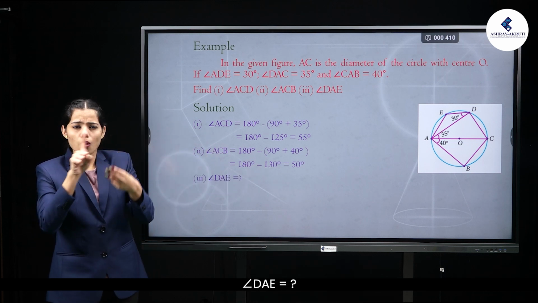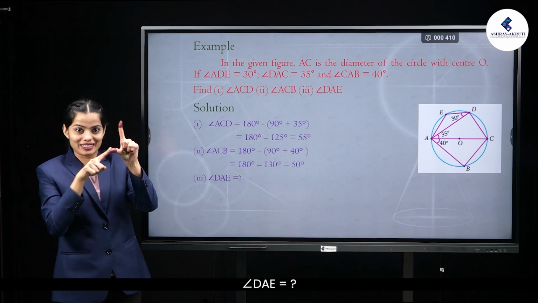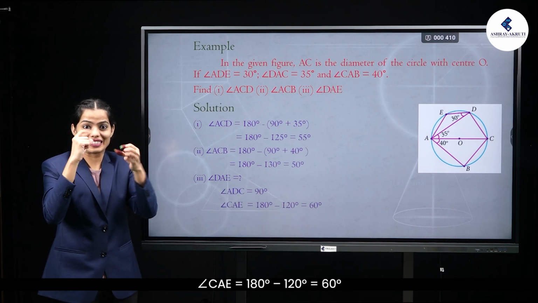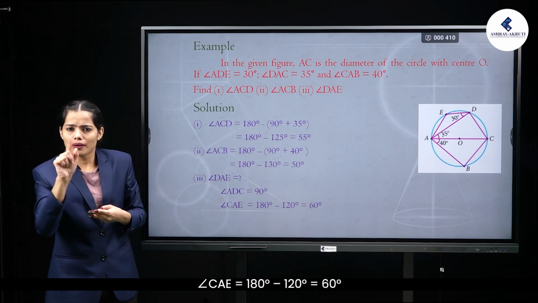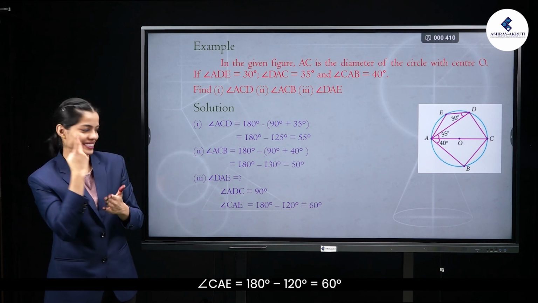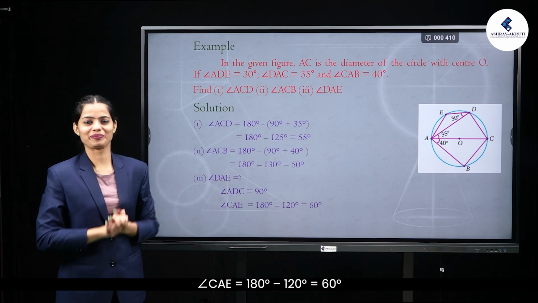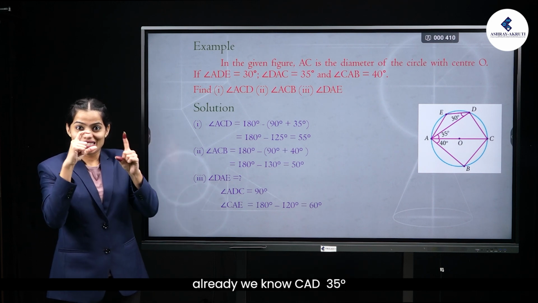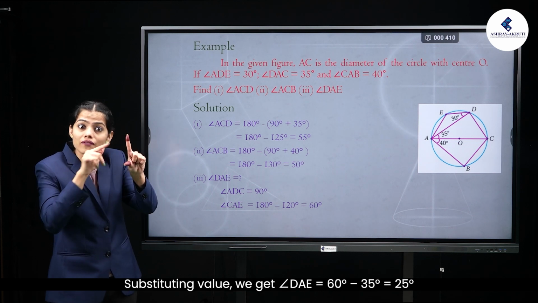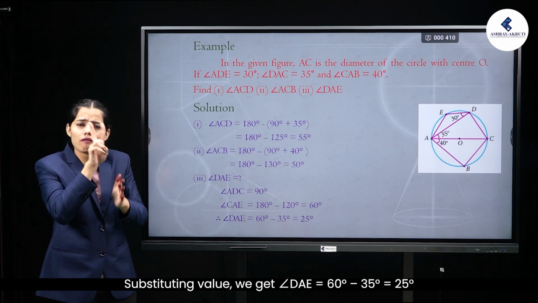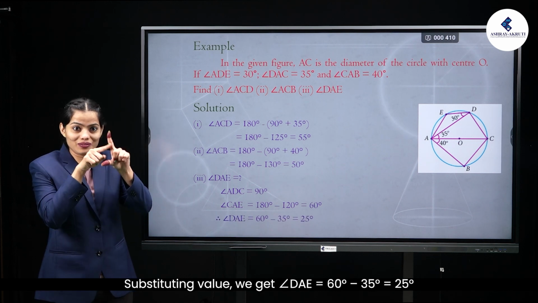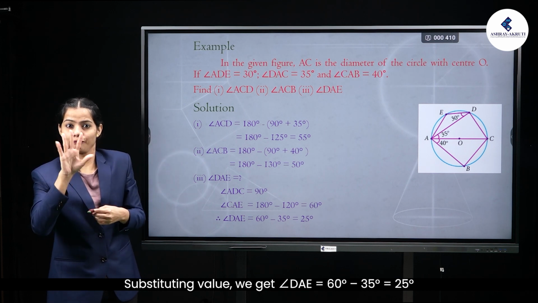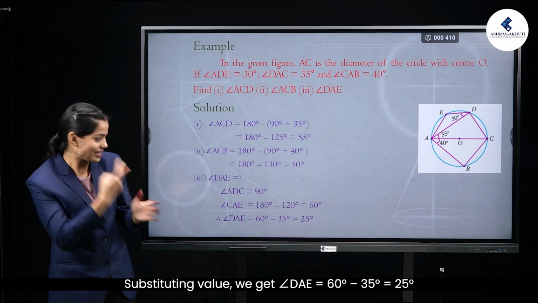Angle DAE is equal to what? Here angle ADC is equal to 90 degrees. Here angle CAE is equal to 180 degrees minus 120 degrees, that is equal to 60 degrees. Already we know CAD is 35 degrees. Substitute the value, we get angle DAE is equal to 60 degrees minus 35 degrees is equal to 25 degrees.